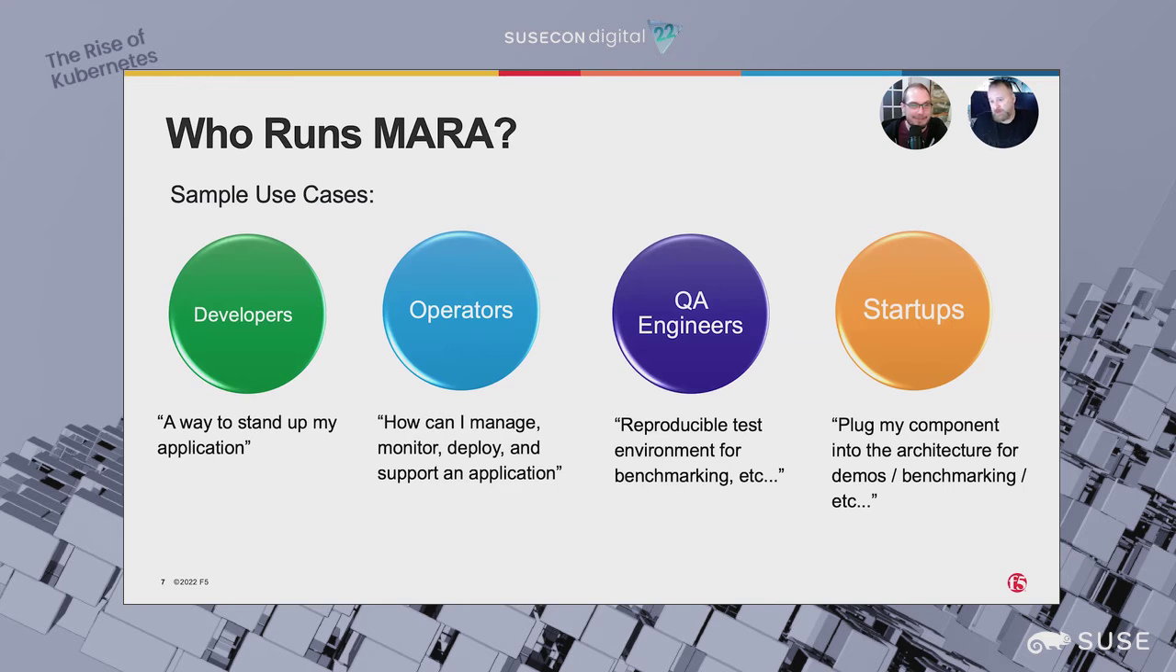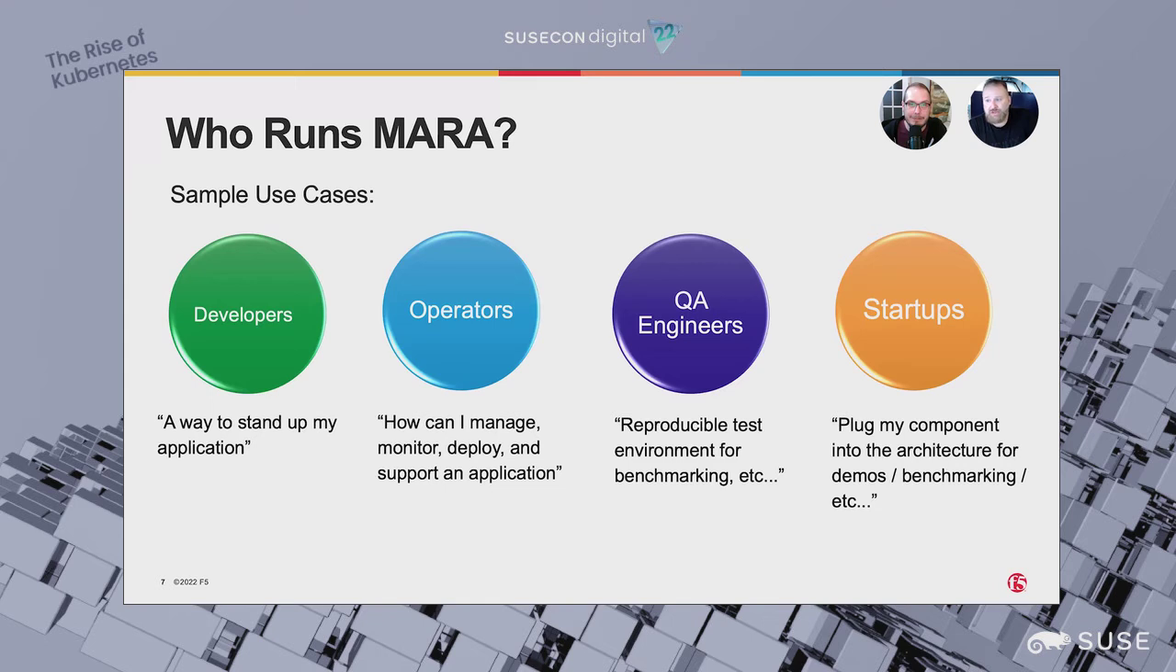So who runs Mara? Obviously we do it internally, and that's something that we use in our day job, so to speak. But we want to put together some sample use cases here. For a developer, I just want to stand up my application. This is constructed in such a way that you should be able to look at the application code for Bank of Sirius, and swap your application in, and it should work. If I'm an operator, how do I manage, monitor, deploy, and support that application? What's it look like? What are other people doing? What are some of the best practices? And that's something we can do as operators.